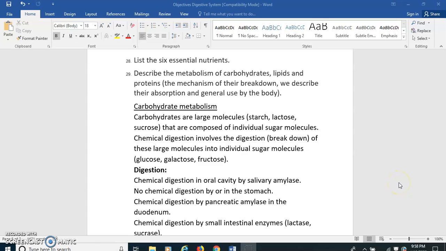All right, A&P2 students, we are going to continue on with the digestive system. Now we're going to talk about the specific nutrients that our body cells need in order to function properly. There's actually 6 classes of them.